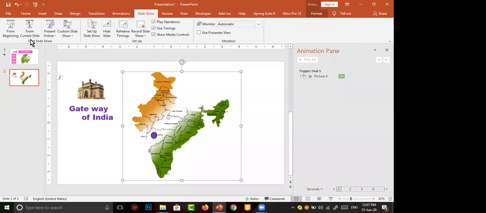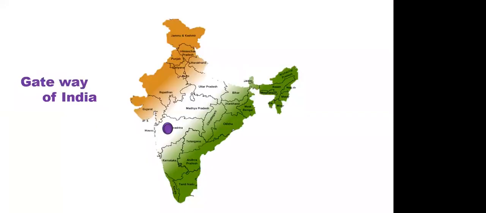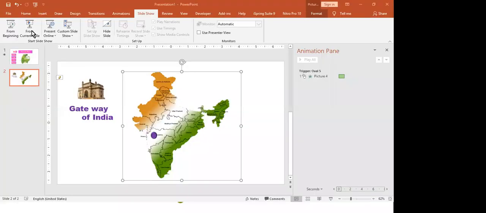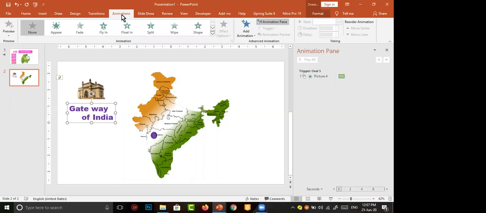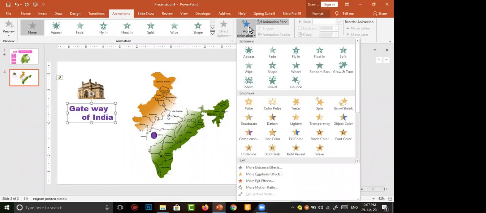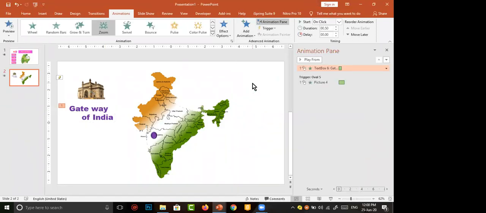You can see. But the Gateway of India text appears there before we click on Maharashtra. So we have to animate it also. So we have to choose it. Go to animations. Here, you use the same animation which is applied for the picture. So I click on zoom again.